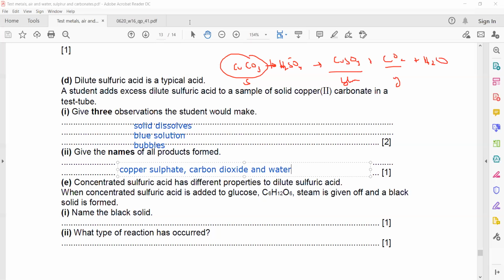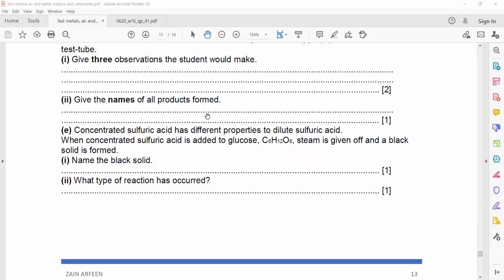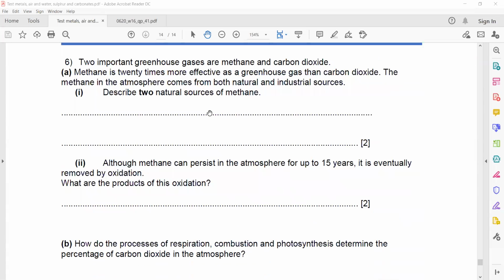Concentrated sulfuric acid has different properties, and one that can be used to distinguish concentrated from dilute is that concentrated sulfuric acid can be a dehydrating agent. If you name the black solid formed as it reacted, the black solid will be carbon. What type of reaction occurred? That is dehydration. Why dehydration? Because the water molecules are removed from the substance, and concentrated sulfuric acid is used as a dehydrating agent.